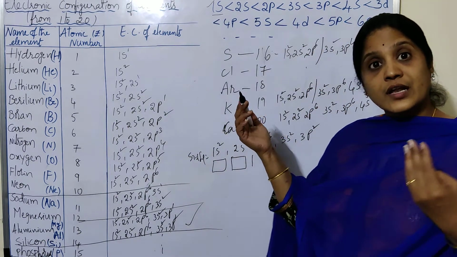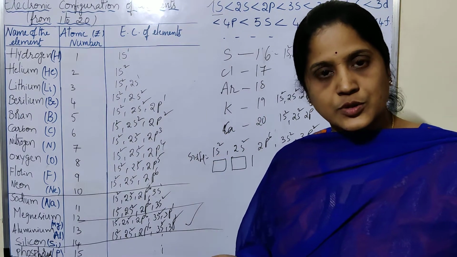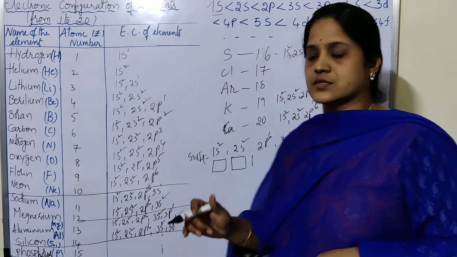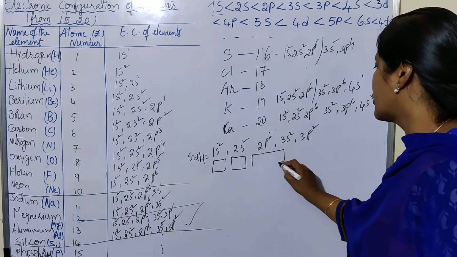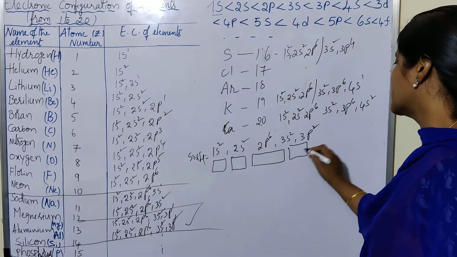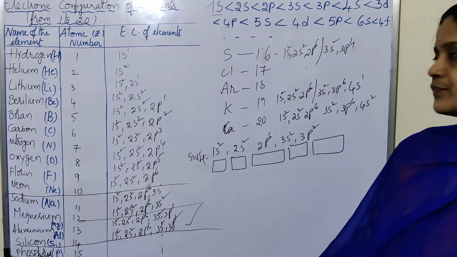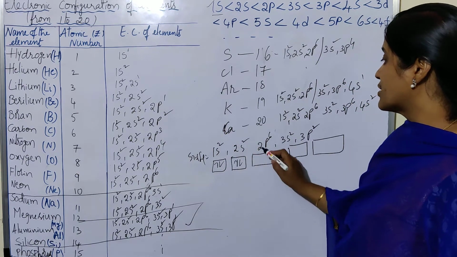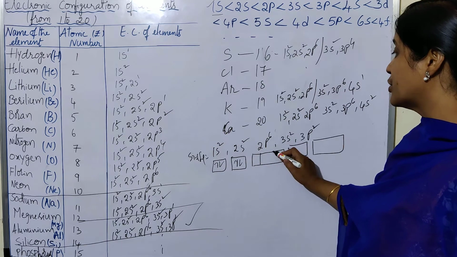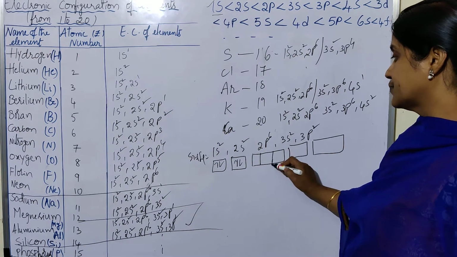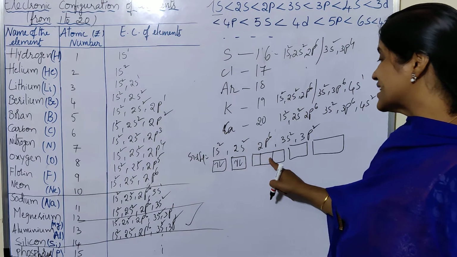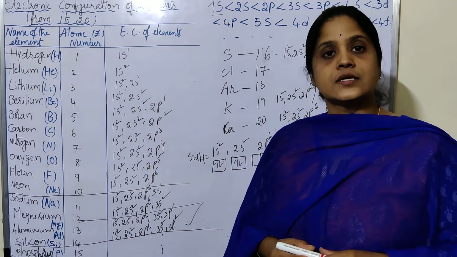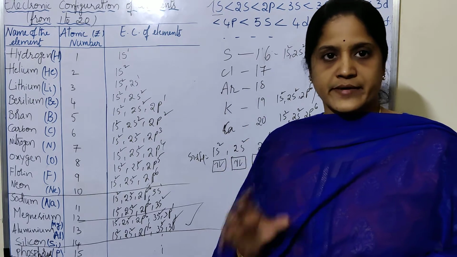Sometimes they will ask you to represent the filling of electrons in orbitals. At that time you have to represent it through orbital diagrams. In 1s you can fill 2 electrons, in 2s you can fill 2 electrons, and 2p6: p is divided into 3 orbitals, which we call degenerate orbitals. What are degenerate orbitals? Those 3 orbitals have the same energy level.